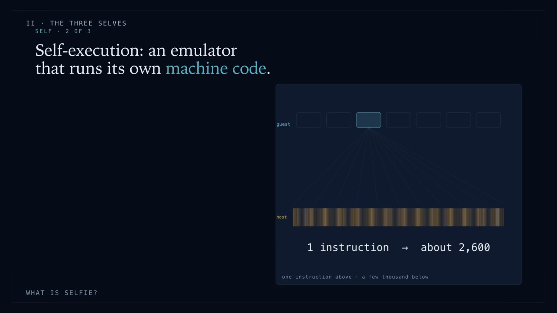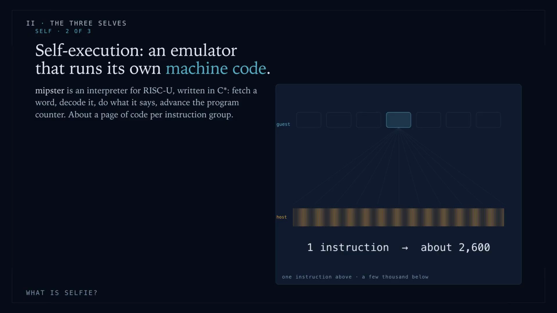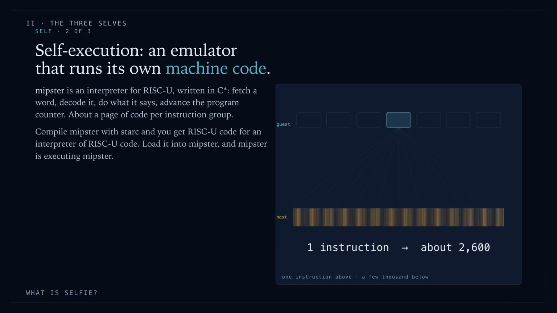The second self, and a different loop for a different reason. Mipster is an interpreter for the machine written in C*. Fetch a word, decode it, do what it says, move the program counter. Combine Mipster with *C and you get machine code for an interpreter of machine code. Load that into Mipster, and Mipster is executing Mipster.